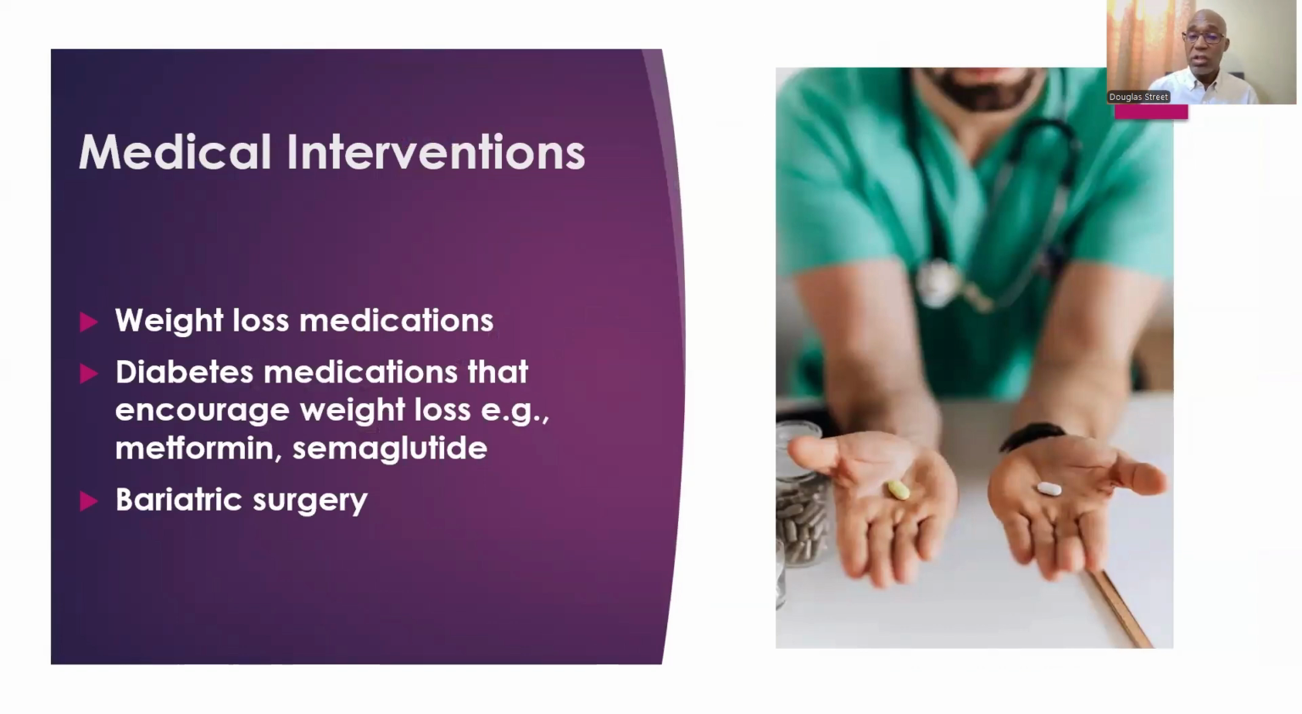There are some medical interventions which can help persons who have obesity and diabetes. Of course, there are weight loss medications which may be used. There are diabetes medications that promote weight loss, and these include metformin and semaglutide. And there's bariatric surgery. Especially bariatric surgery can actually put a person into diabetes remission as well, even before the weight loss has occurred. Bariatric surgery refers to surgical procedures that can restrict your stomach size, your ability to eat a lot, and these are done to promote weight loss.